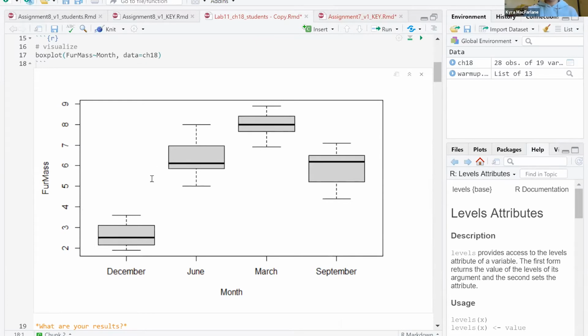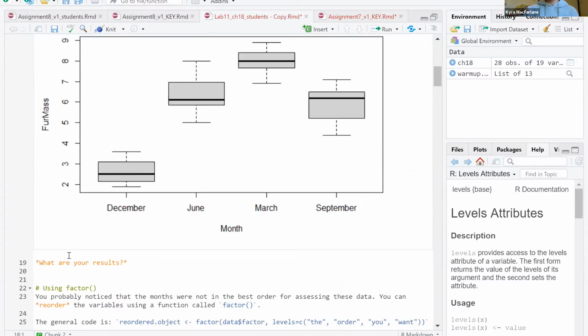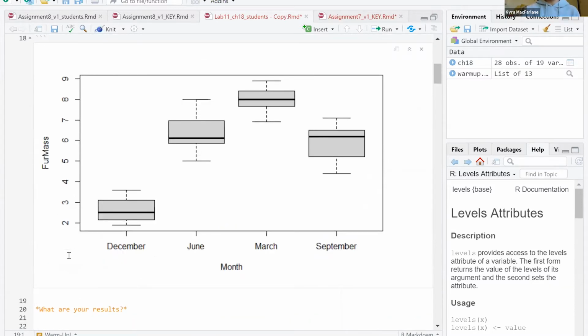So for the box plot, we see that there is less shedding in December, higher shedding in June, more shedding in March, and then lower, but maybe equal to June, shedding in September. So I'm going to insert another chunk.